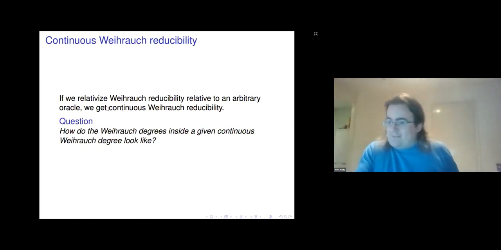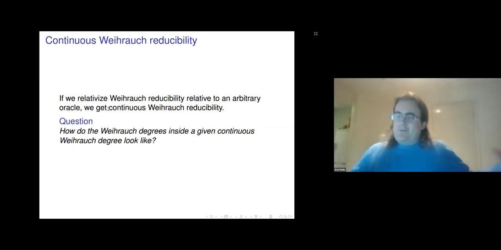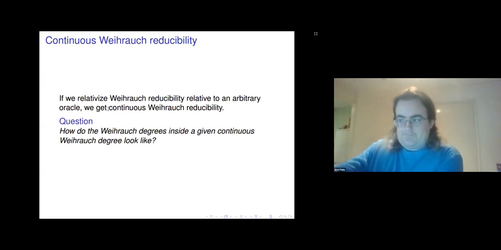Do we always get the Medvedev lattice at least somewhere? Do we get more? Do we get less? Something I would like to know, and would be great if I don't have to find it out myself, if someone else can tell me. And that's the point where I stop. Thanks. Thanks so much, Arno.